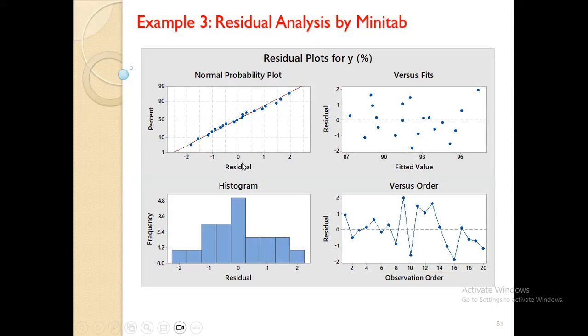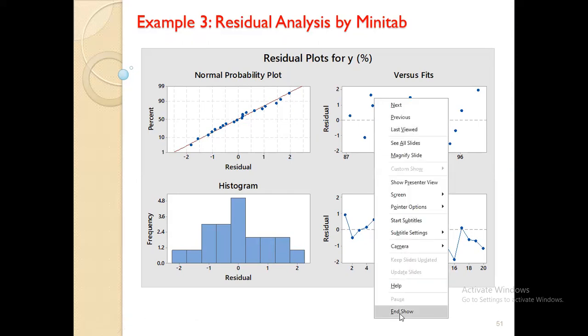The residual may be negative or positive, because we did not calculate the absolute value. We calculate the error from observed and predicted, so it may be negative or positive. You put a normal curve. This is approximately linear, so you can conclude that this is normal. And also this is the residual versus fitted value.